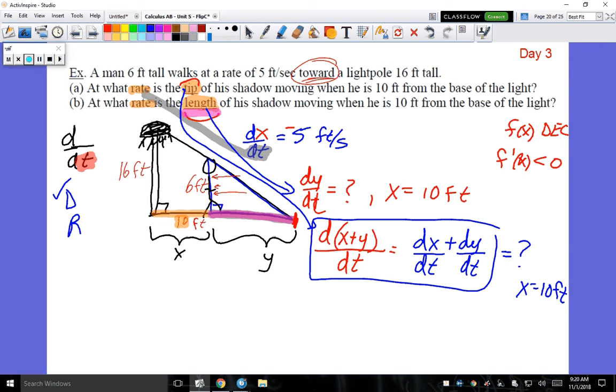Okay. The rates are good to go. Now we need to know what equation we could set this up as. What do y'all think?